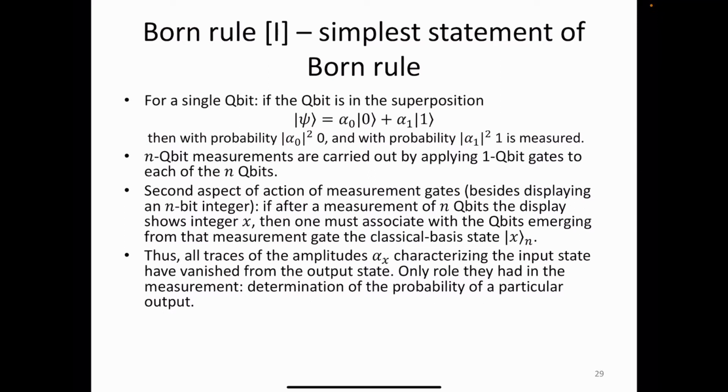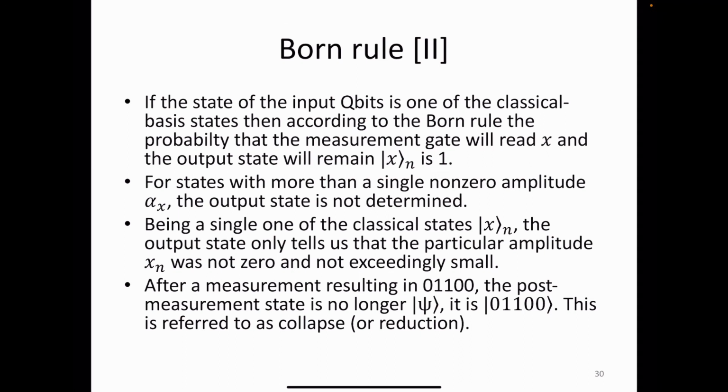The second aspect of the action of measurement gates, besides displaying an n-bit integer, so that's the result you get after a measurement of n qubits, is this: the display shows integer x, then one must associate with the qubits emerging from that measurement gate the classical basis state x sub n. That's just what we said before. So all the rich information encoded in your superposition is gone, but you will be left with one definite state. That's what it is.